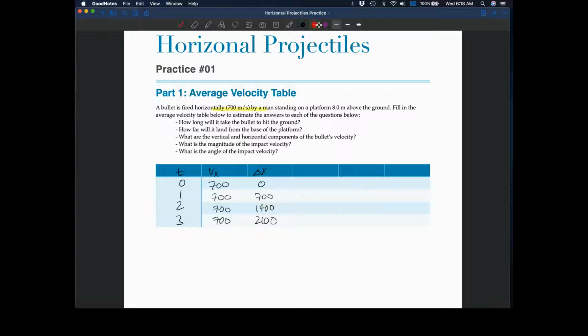And then we'll shift colors here to go to the vertical, the z. So we have the vertical z, and that's going to be 0 in the beginning. No time has passed, so there has been no acceleration on the bullet. And so after 1 second, it's minus 10, and 2 minus 20, minus 30. And the average velocity in the z, well, 0, minus 5, minus 10, minus 15. And we have our delta z, which is the average velocity times the time. So 0, minus 5, minus 20, minus 45.